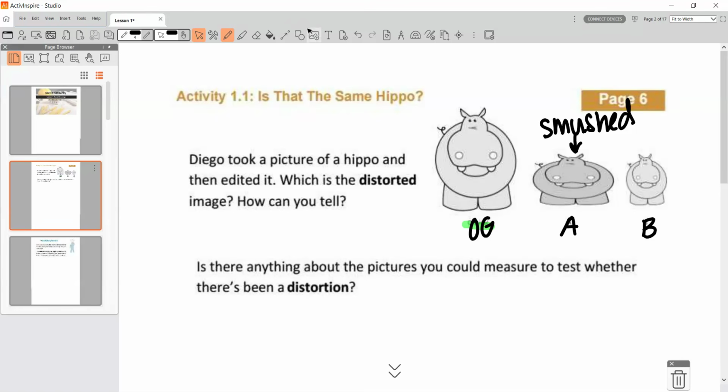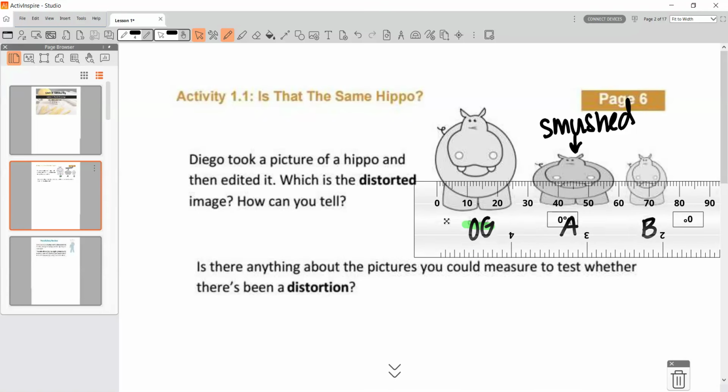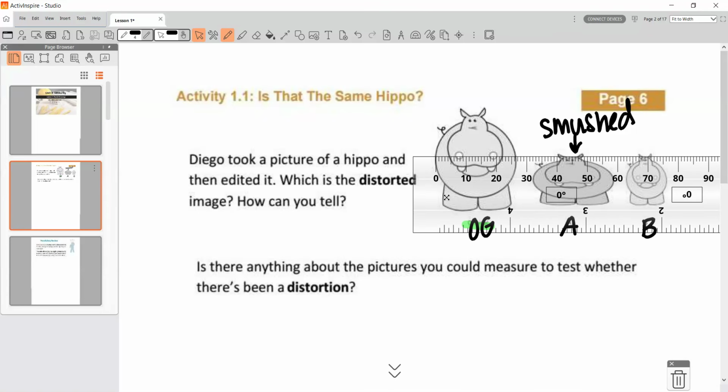And so if we actually wanted to do some measurements to show distortion, okay, we could take a ruler and we could measure across this hippo. Okay, so the original hippo, if you see that, looks like it's about 26 millimeters across. So the width here of this one is 26 millimeters for that width.